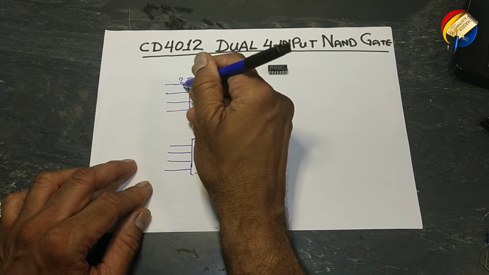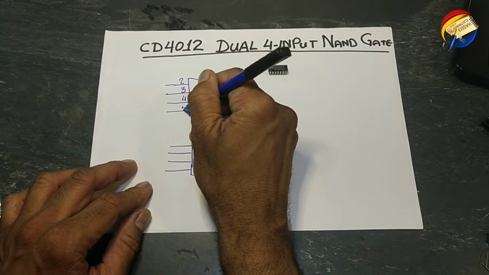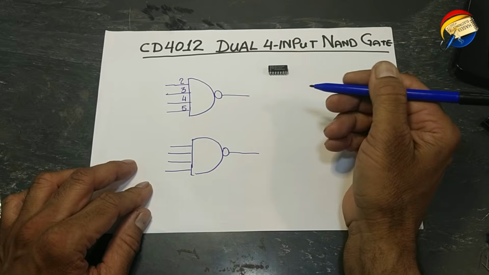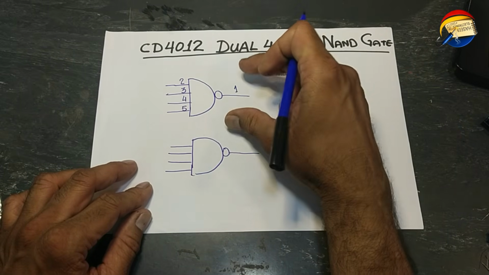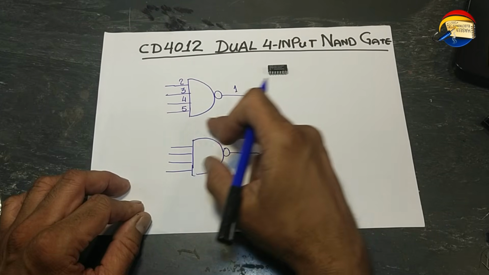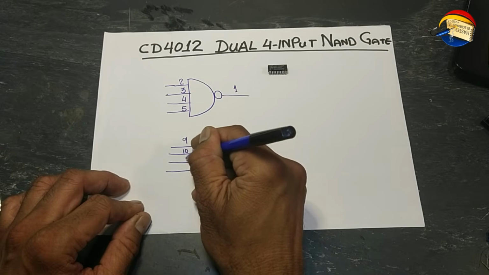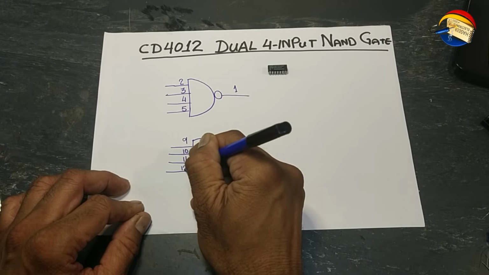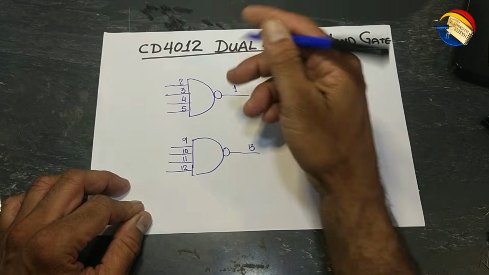Pin 2 input, 3 input, 4 input, 5 input. Pin number 1 output. This is one gate. Second gate, that is independent within the same IC. Pin number 9 input, 10, 11, 12. Pin 13 output. Power supply pins.